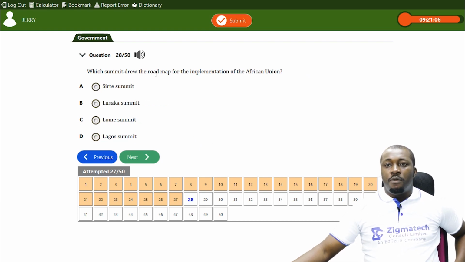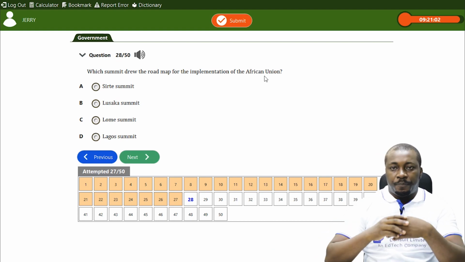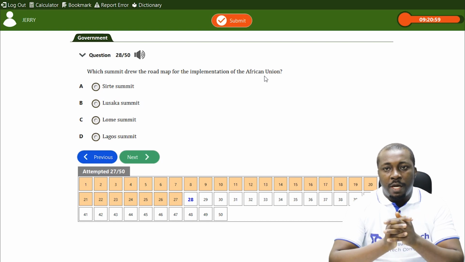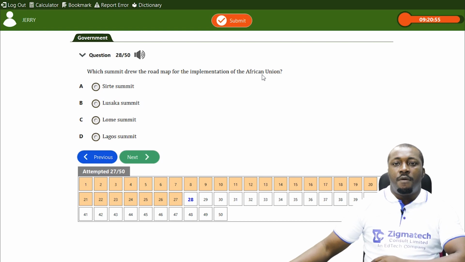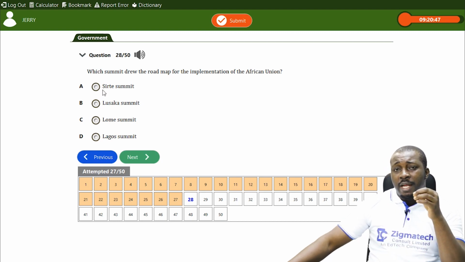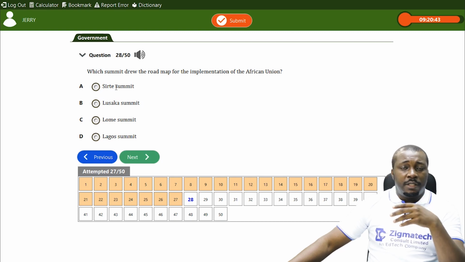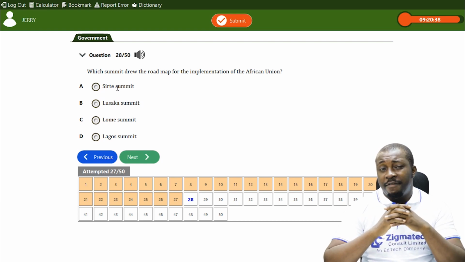Which summit drew the roadmap for the implementation of African Union? Now, African Union actually was brought about by different summits. First we have the Sirte Summit, Sirte Declaration. The Sirte Declaration was done in 1999. That was in Libya. It was in this declaration that they declared African Union. But it didn't stop there. This was in 1999.